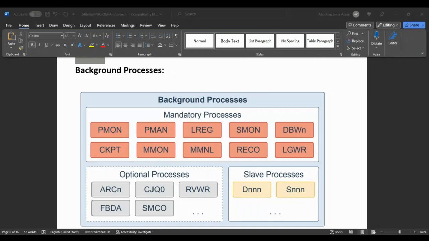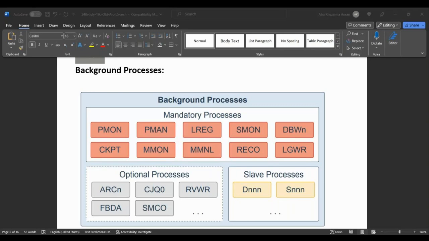In mandatory background processes, you can see we have the PMON group, PMAN, LREG, the listener registration process, system monitor process, database writer process, log writer process, checkpoint process, MMON and MMNL processes, and the recoverer process, that is RECO. So these are the mandatory background processes in your Oracle database instance, or you can say in Oracle database. Clear, guys? In the diagram you can see these names are present. If you want, I can post them in the chat box also.